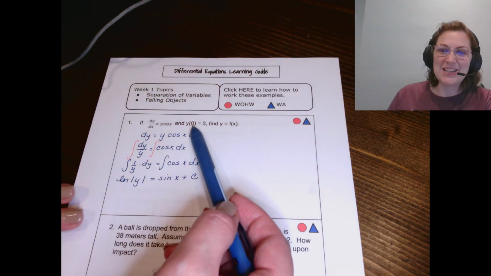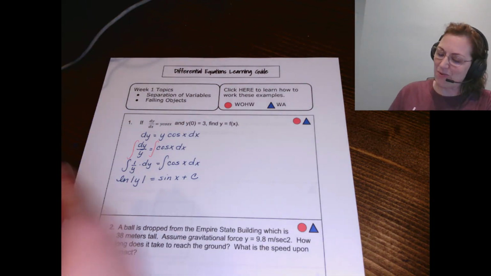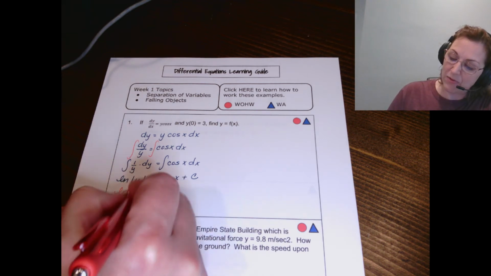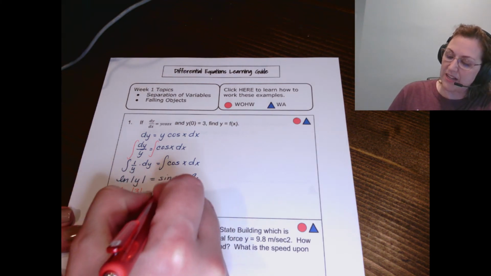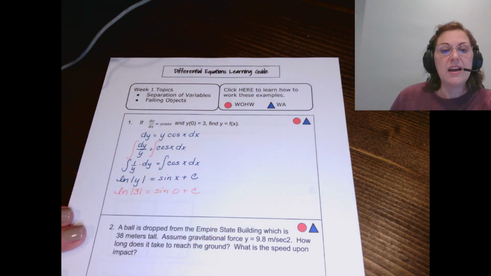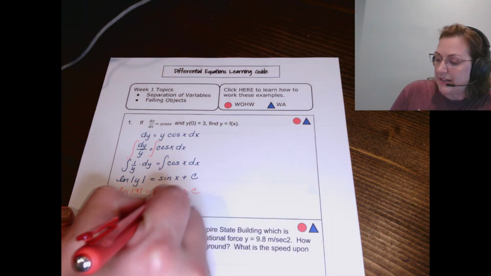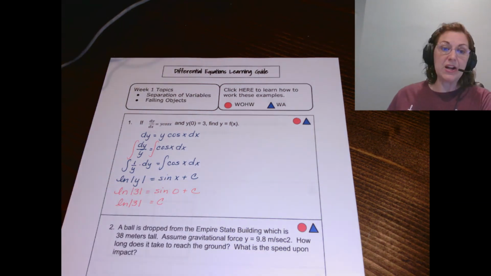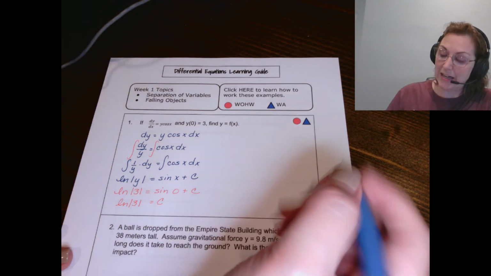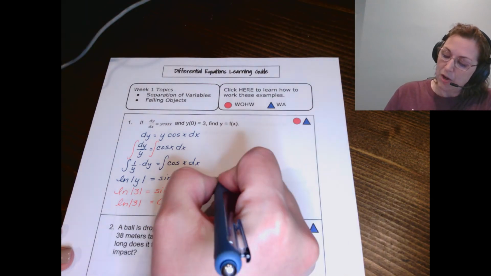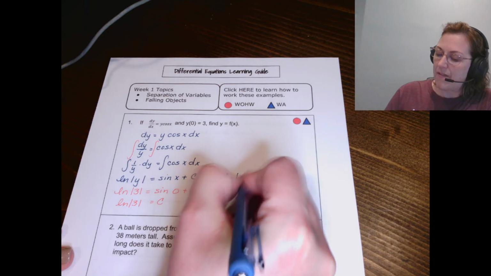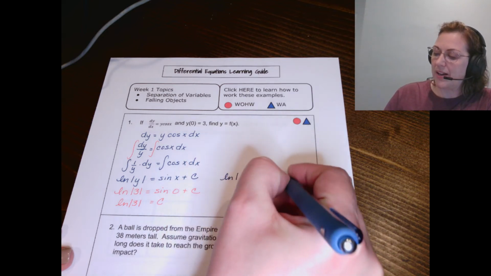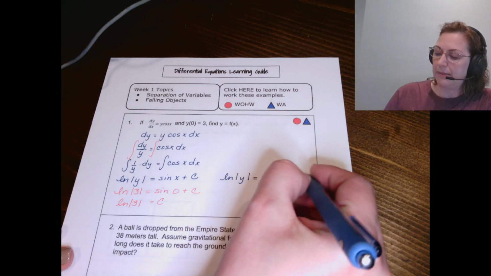So we're going to plug in 0 for x and 3 for y. Let's see what we get. We have the ln of the absolute value of 3 equals sine of 0 plus c. And sine of 0 obviously is 0. So we get the ln of the absolute value of 3, and the absolute value is not needed because 3 is positive. So we have the ln of the absolute value of y equals sine of x plus the ln of 3.